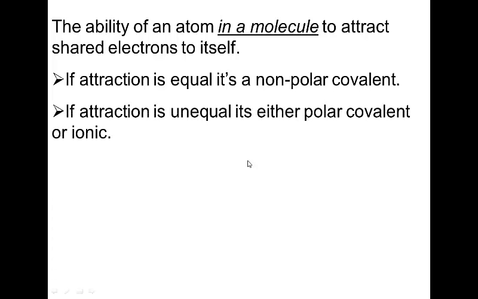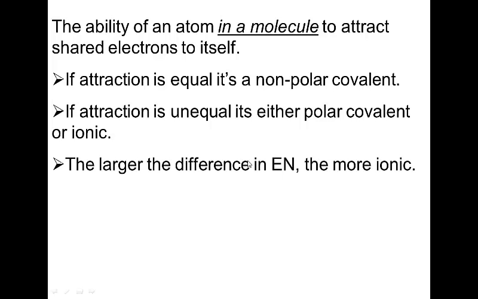If the attraction is unequal, it's either a polar covalent bond or an ionic bond, depending on the size of the electronegativity. Now, these are bonds, mind you, not to be mistaken with polar molecules, which we will discuss. The larger the difference in electronegativity, the more ionic the bond is going to be. And we are going to figure out the difference in electronegativity between the two atoms in the compound forming the bond 3 different ways.